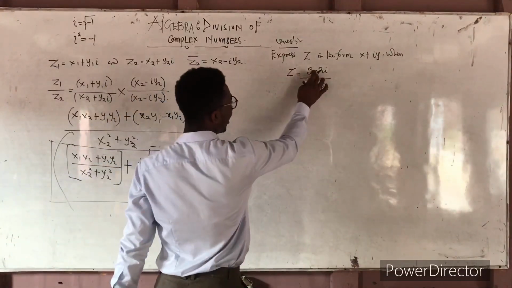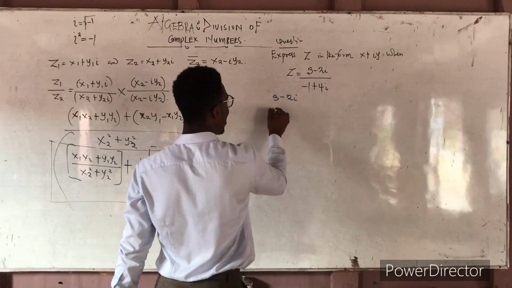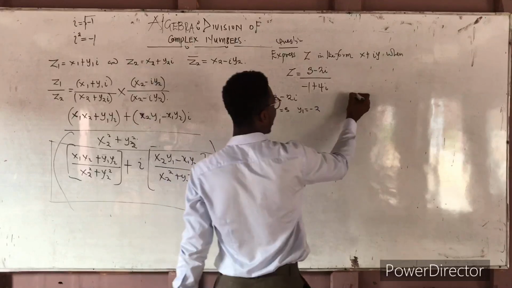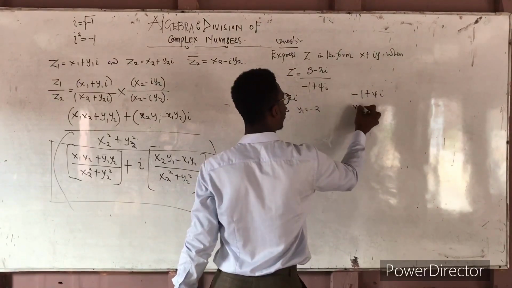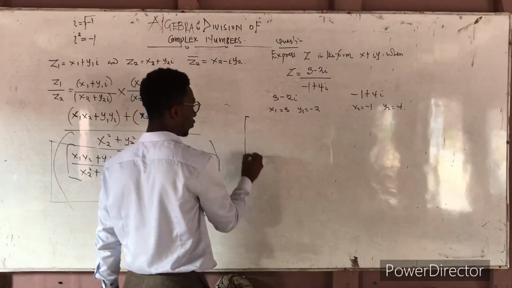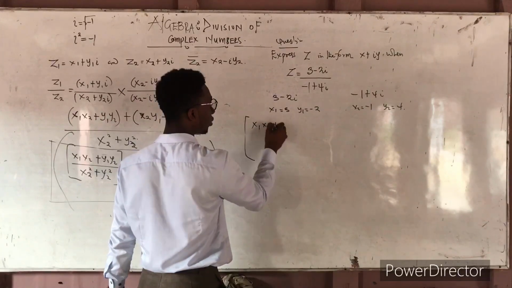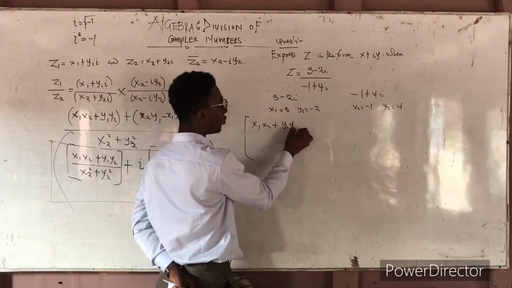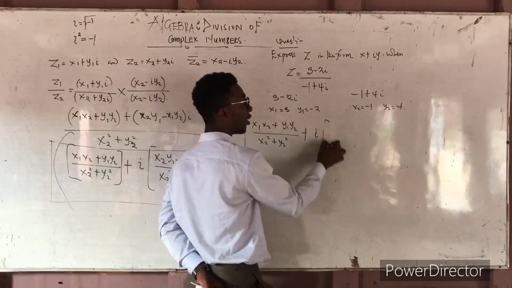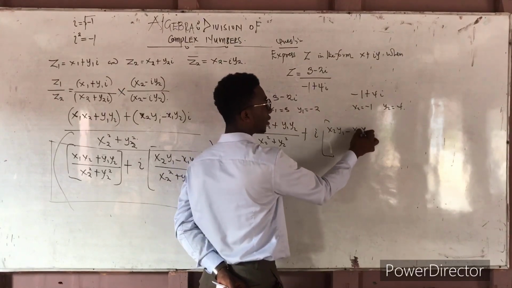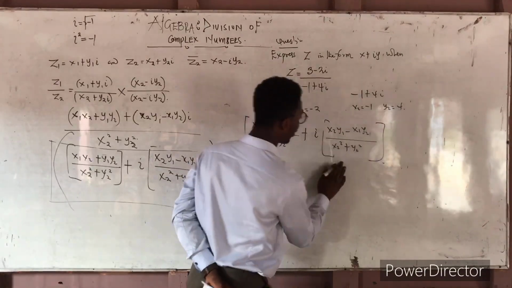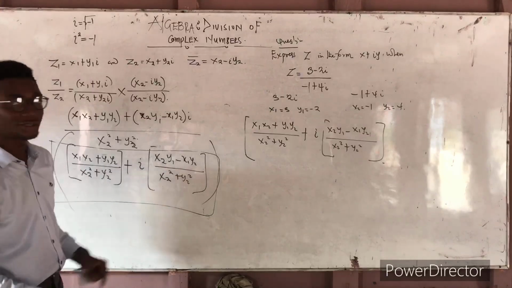So therefore, let's take this one as the first one. So 3 minus 2i, here you have x1 to be 3, you have y1 to be minus 2. And the second one is minus 1 plus 4i. You have x2 to be minus 1. You have y2 to be 4. So now if you write the formula up here, which is x1, x2 plus y1, y2, all divided by x2 squared plus y2 squared. So I'm trying to write the formula up here, which means you can also do the same. x2, y1 minus x1, y2, all divided by x2 squared plus y2 squared. And this is the imaginary part. Am I right? Okay, so that's the same thing.